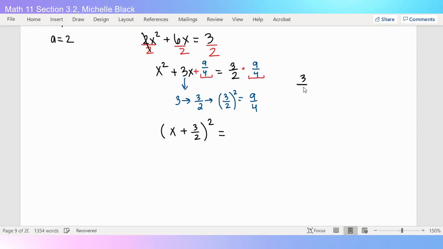So if I want to add 3 halves to 9 fourths, I need to have a common denominator. So I'm going to multiply 3 halves by 2 over 2 to show that 3 halves is equivalent to 6 fourths. So now I have 6 fourths plus 9 fourths. I can add the numerators over the common denominator to get 15 fourths.